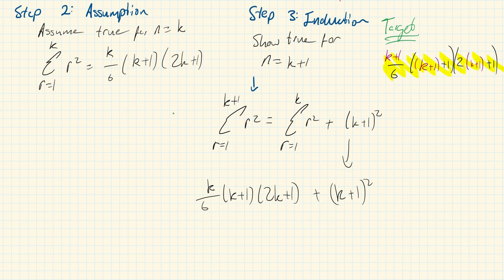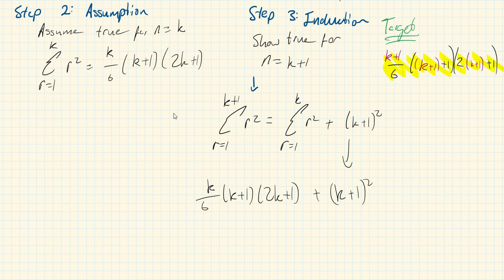Right, we now just need to keep our target expression in mind. So in our target expression, I've got a k plus 1 out the front, and over 6. Well, the first part of our expression here has a k plus 1 over 6, so we could factorise out k plus 1 over 6. The second part of our expression here does not have a factor of 1/6.